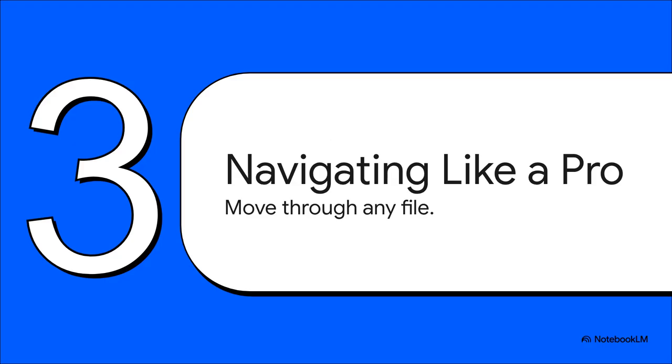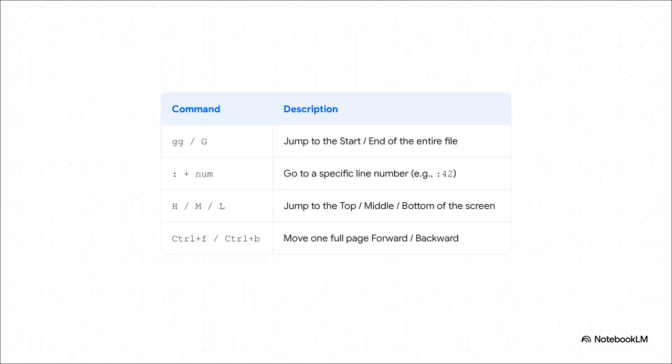Okay, with the basics under our belts, let's get to the real magic. This is where you stop slowly scrolling and start, well, basically teleporting through even the biggest files. So you need to see the oldest entry in a log file? Boom, gg takes you right to the top. What about the newest entry? Easy, a capital G jumps you straight to the end. These commands give you total control over the file, letting you move from top to bottom or just screen by screen with a single keystroke.